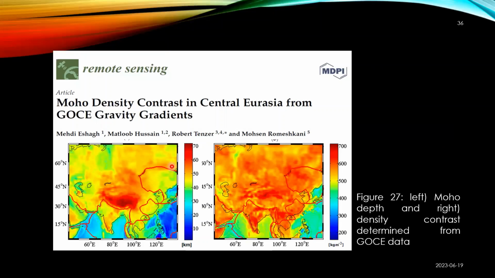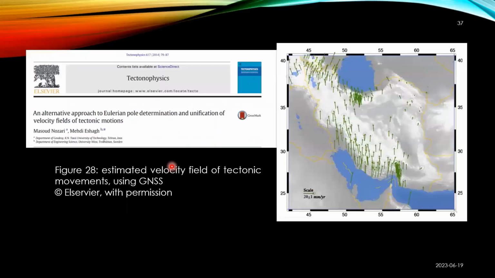other data for study. Here you see another study for determining the Eulerian pole. Any movement at the surface of a sphere is a rotation, and the center of this rotation is called the Eulerian pole. And here you see in Iran, we have some velocities we determined by GPS. These rotations are actually along a circle, and the center of the circle is the pole.